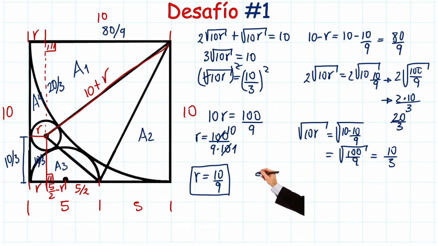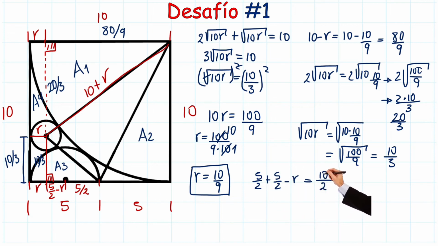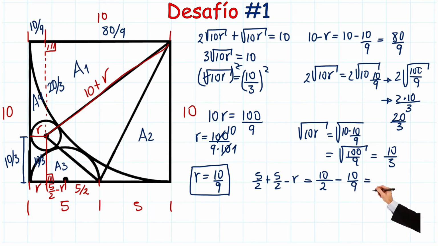I have 5 halves more. 5 halves minus 0. Those over here, this is a homogeneous sum. We get 2 in the denominator, and 5 plus 5 is 10. Less r, and r, how much does it measure? It measures 10 ninths. 10 ninths, ladies and gentlemen, right? So here we can also change this r for 10 ninths, because that's what it will be.